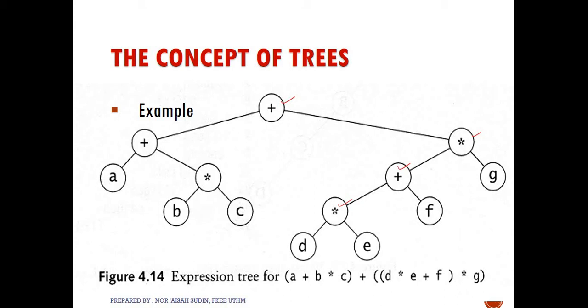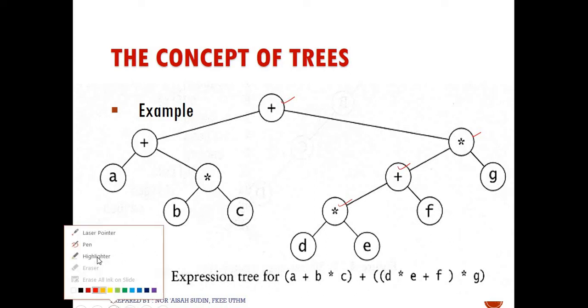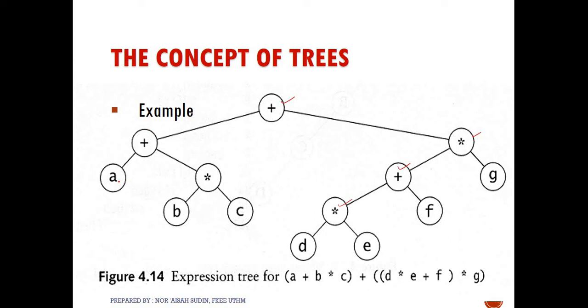Here is an example of an expression tree. How do we read or traverse this tree? The parents represent the operator, whereas the children represent the operands. You start from the left child of the root, which should be A. So A is the left child. You then go to the parent, A plus, then to the right child, B multiplied by C. That finishes the subtree for the left child.